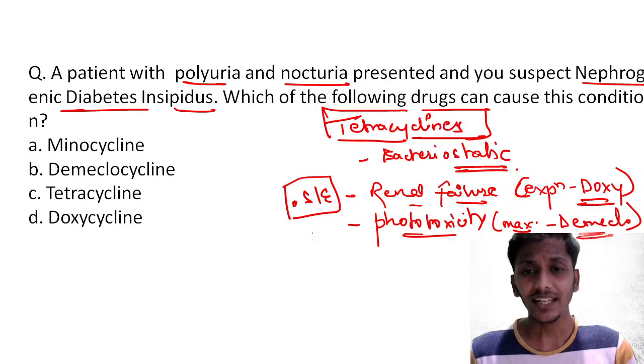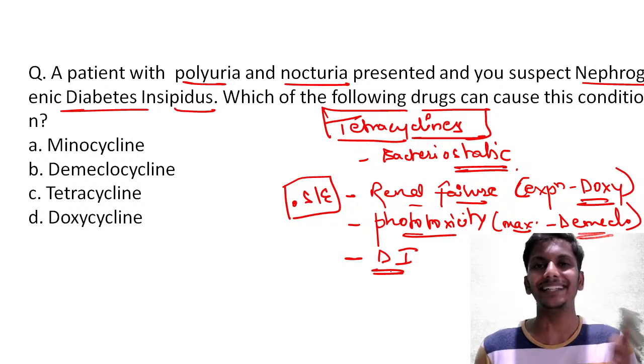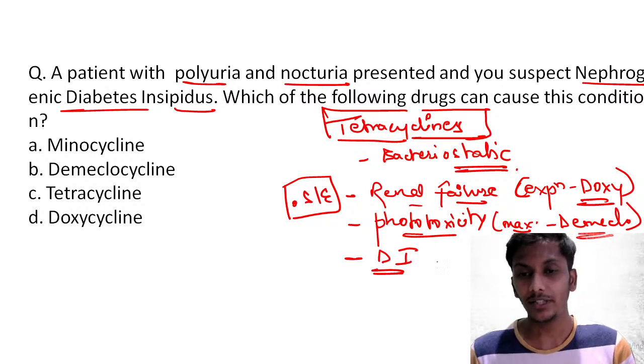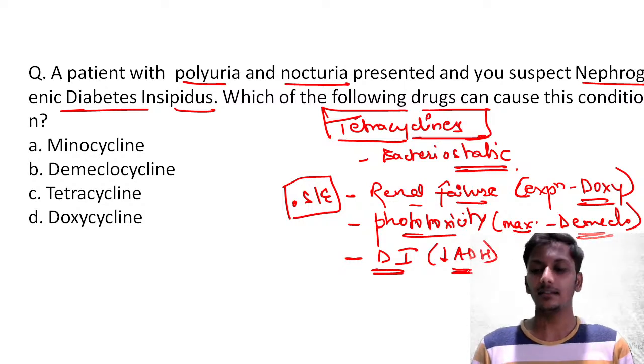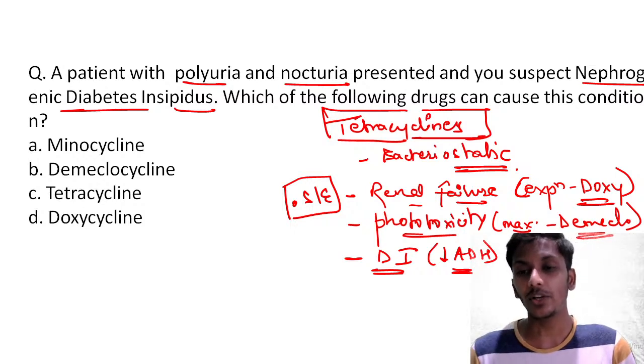Important one. Next, it can also lead to diabetes insipidus. And what is diabetes insipidus? It is due to decreased levels of your antidiuretic hormone. Okay, it is due to decreased levels of ADH. Okay, and which tetracycline group of drugs can lead to diabetes insipidus. And which is the drug which has highest risk of causing diabetes insipidus?